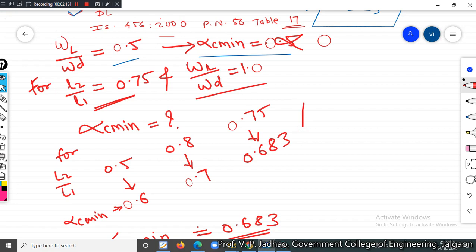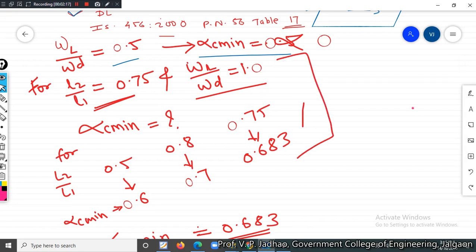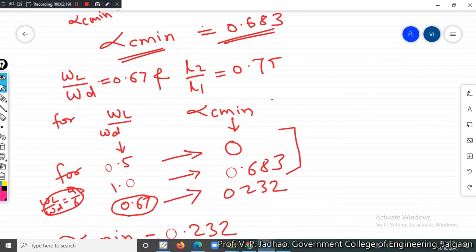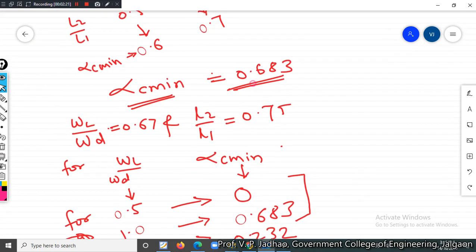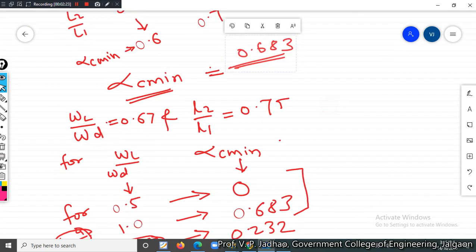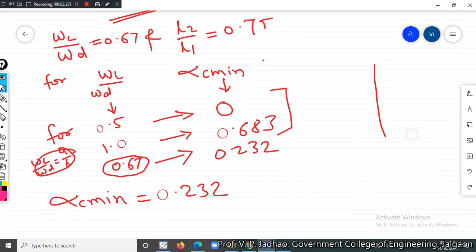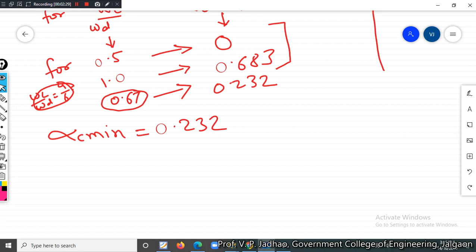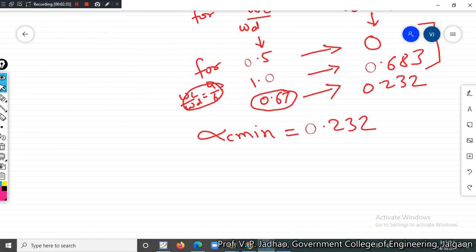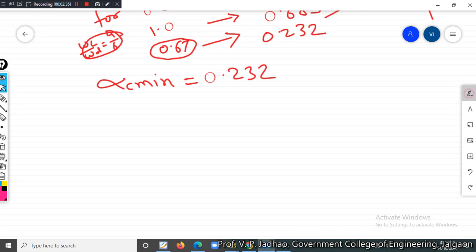So calculate the value of alpha C minimum from this table number 17. We calculate the alpha C minimum 0.683. For this value of 0.683, we calculate the value of alpha C minimum with WD upon WL equal to 0.67. We get the value of alpha C minimum as 0.232.